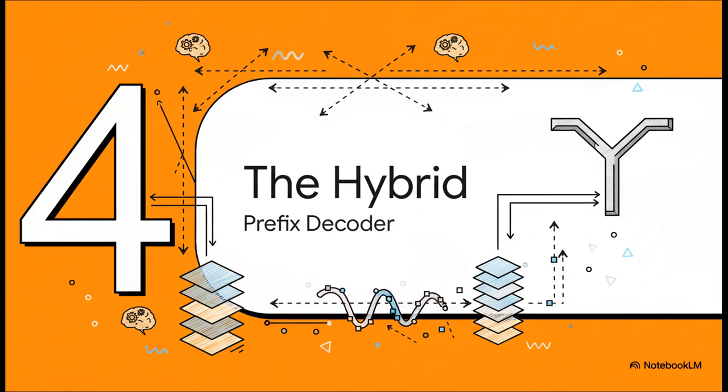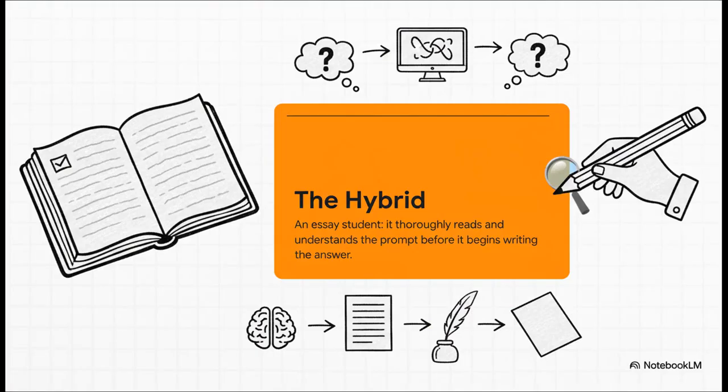Meet the hybrid, also known as the prefix decoder. And it really does try to combine the best of both worlds. So let's meet the hybrid. The best analogy here is to think of a really good student getting an essay question. First, they read that question over and over from all angles, making sure they understand exactly what's being asked. And only then, once they've got it, do they pick up the pen and start writing.